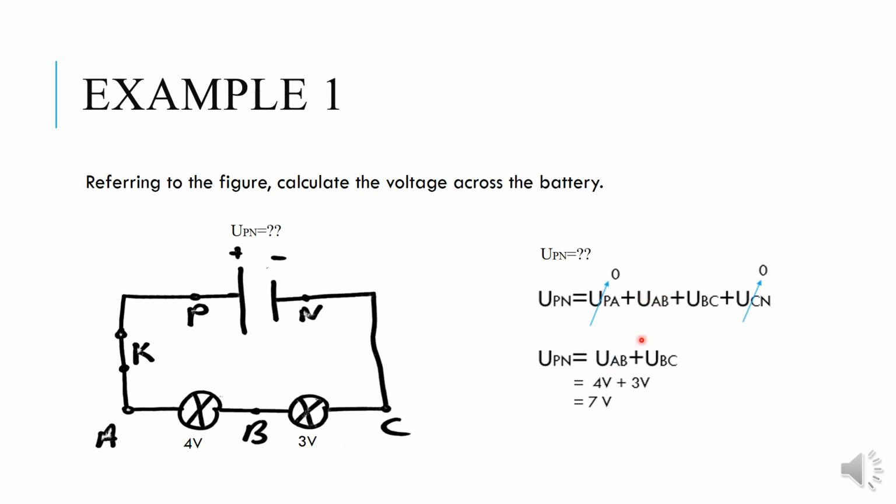UAB, we replace it with 4 volts. UBC, we replace it with 3 volts. They are given. UCN is also crossed out. Why? Since it's a connecting wire. So UPN equals 4 plus 3 equals 7 volts.